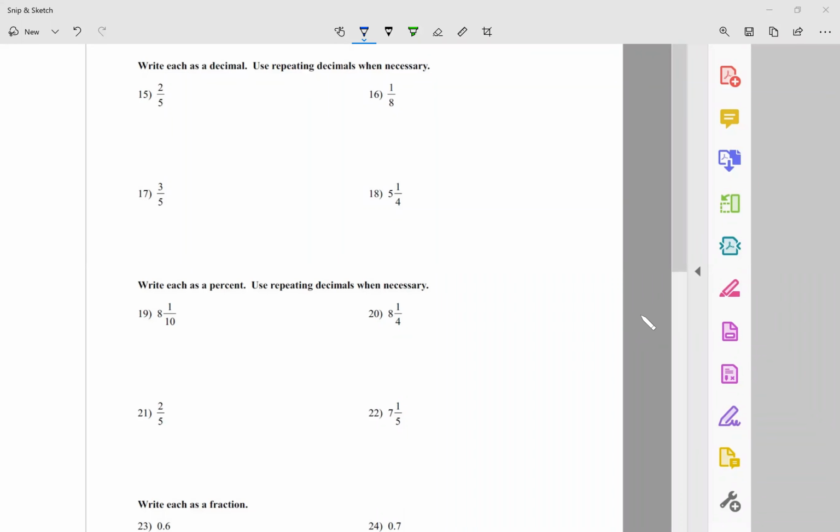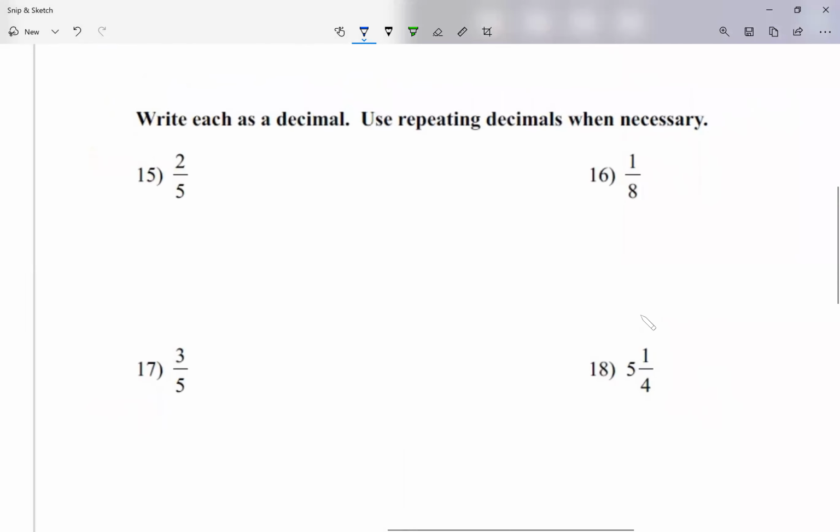Let's do a quick review this week. I'm going to work questions 15 through 22. So 15 through 18 to begin with, it says write each as a decimal. Use repeating decimals when necessary. So we learn how to make this into a decimal two different ways.